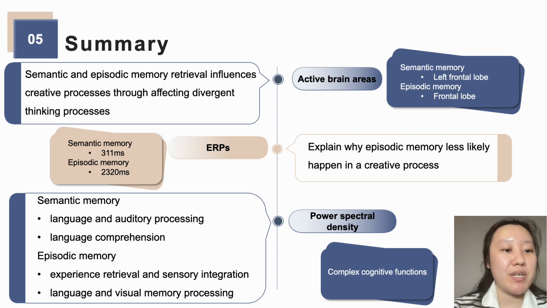From the ERP result, it can be used to explain why episodic memory is less likely to happen in your creative processes. Based on the power spectral density, we have found that the semantic memory will relate to language and auditory processing and language comprehension. While the episodic memory will mainly relate to experience retrieval and sensory integration, and language and visual memory processing.